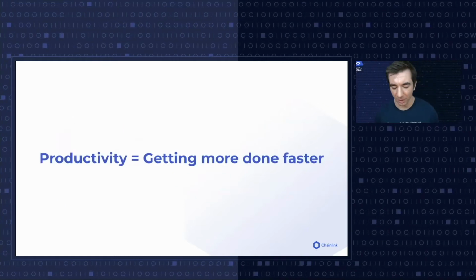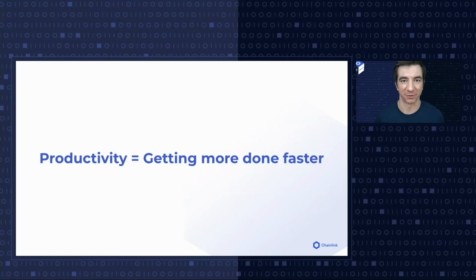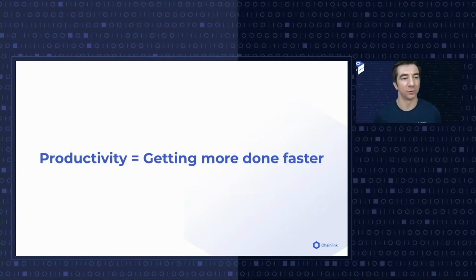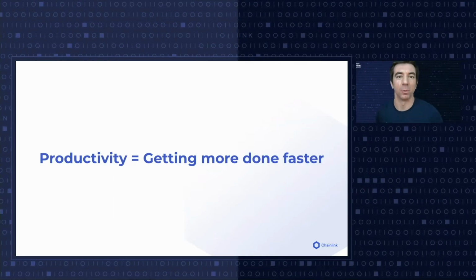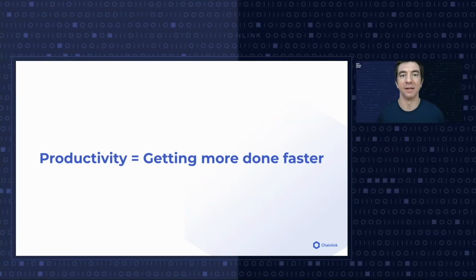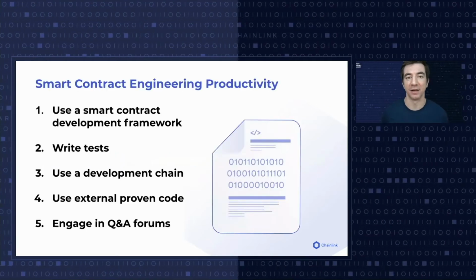So by productivity here, I mean getting more done faster, right? We don't want to just code faster. We don't want to just type faster. We don't want to just get bad work faster. We want more effective code done faster. So that's what I mean by productivity. And here's our agenda that we will be walking through.